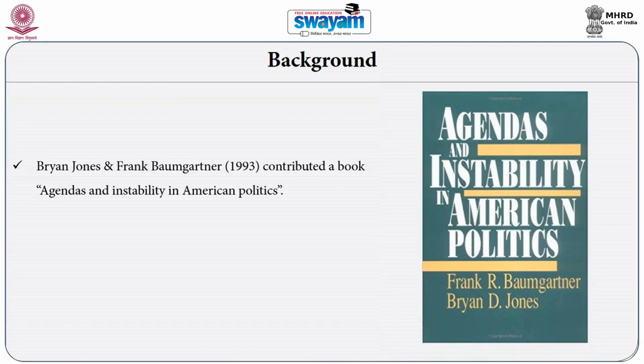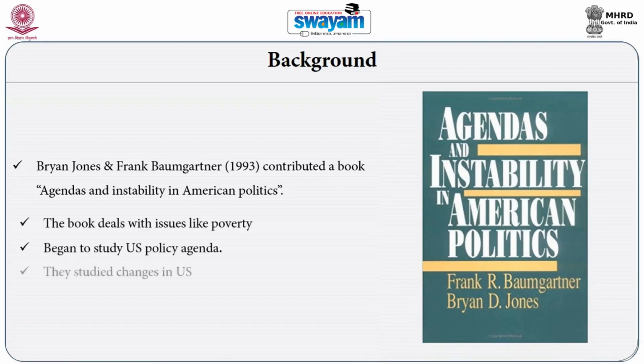They contributed a seminal book, Agendas and Instability in American Politics, in the year 1993, where they argued about how policy changes over a period of time, and this time will be dormant or a stasis period, and from the stasis period there will be a drastic shift to the future policies. They began the study of the US policy agenda in the early 90s. The argument of the book deals with change, particularly in public policy circles.